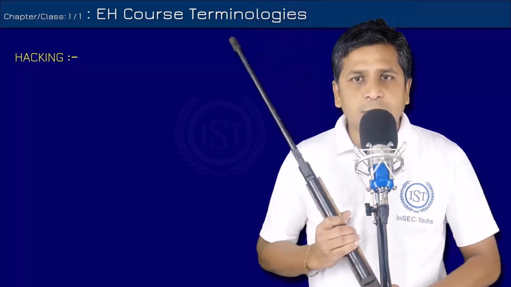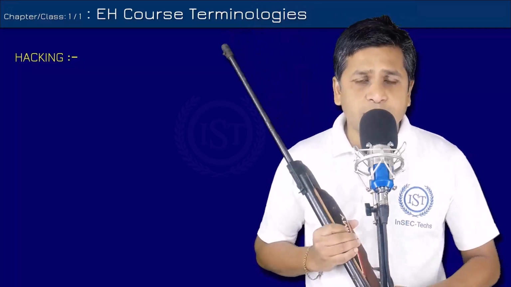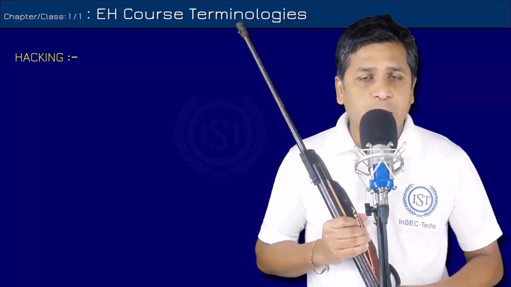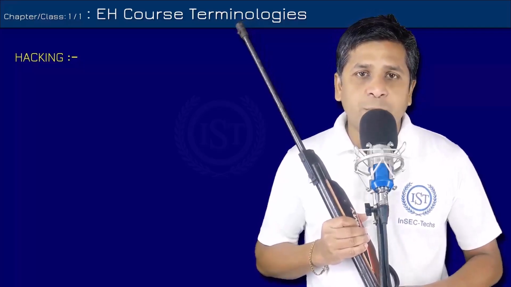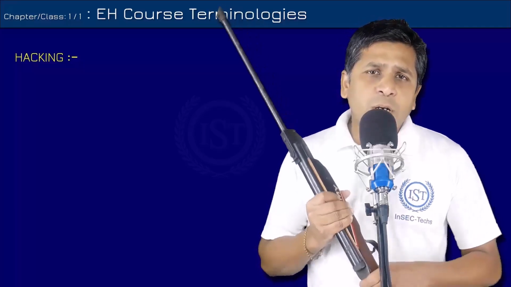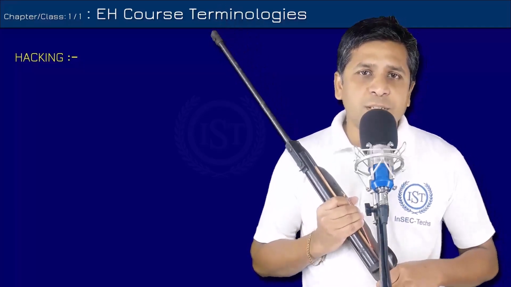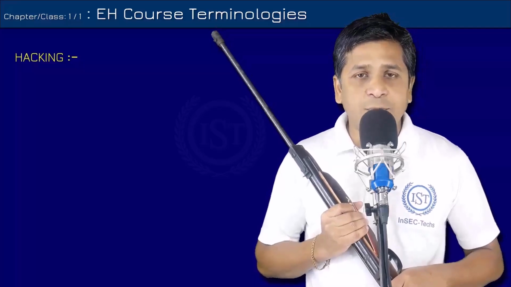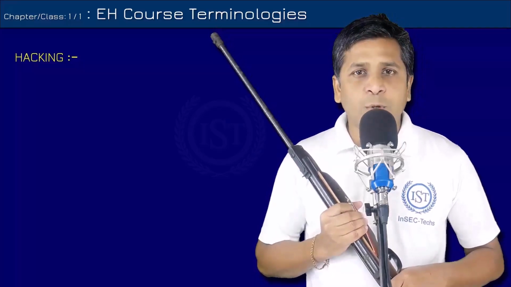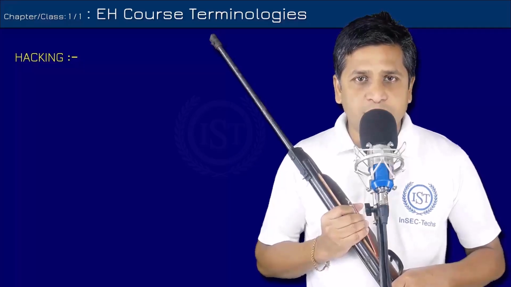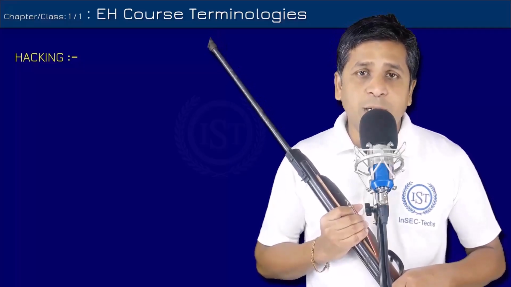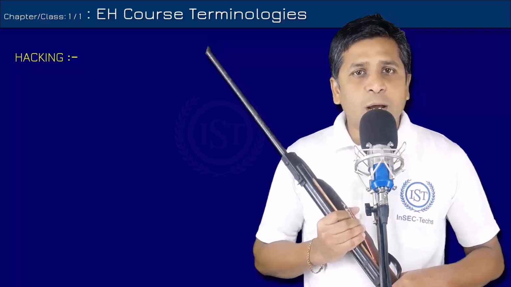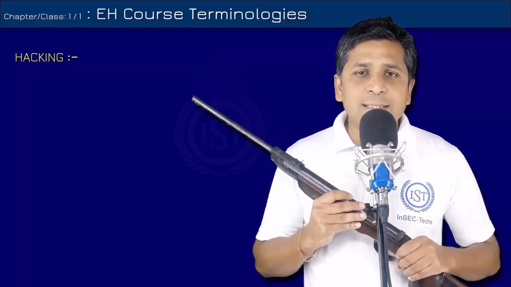I have this gun. I have the ability to shoot my target. If I use the gun for offensive purposes, I would be a criminal and I would be put behind the bars. But what if the same gun I use for defensive purposes? Like if I'm a policeman or if I'm in the military and I use this gun for defensive purposes, then I'm called a security person. So hacking is similar to this gun. It is a skill set.